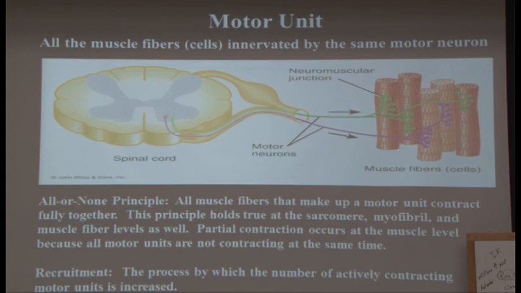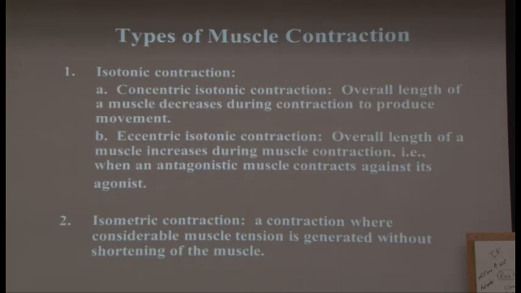All right. So if we go from a partial contraction to a full contraction, it's because the brain undergoes recruitment. And it sends signals to a greater number of motor units. So if we increase the number of motor units actively contracting, we convert a muscle from partial contraction to full contraction. And that process is called recruitment. Okay. That's what we talked about this week.